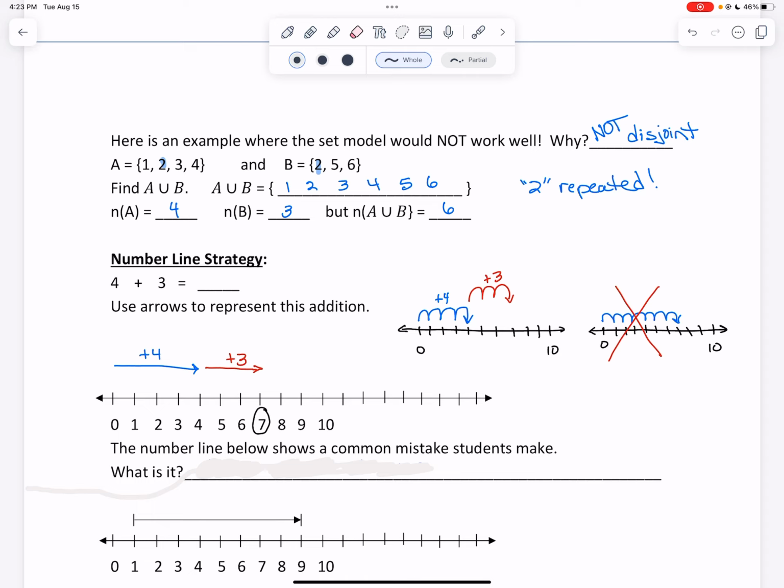So you would want to show that it stops right here at 4 and then starts again, okay?